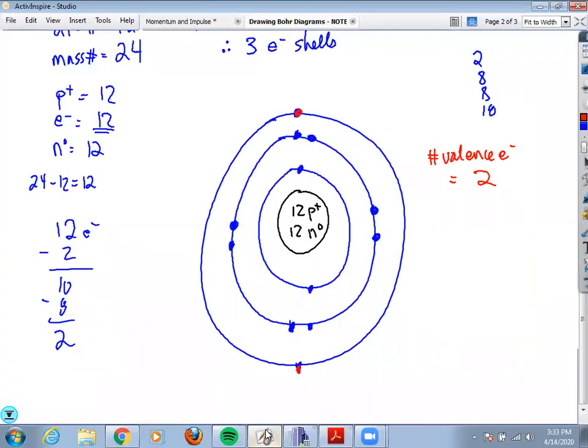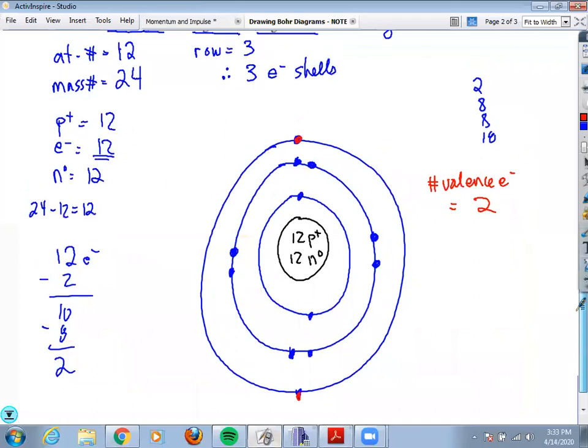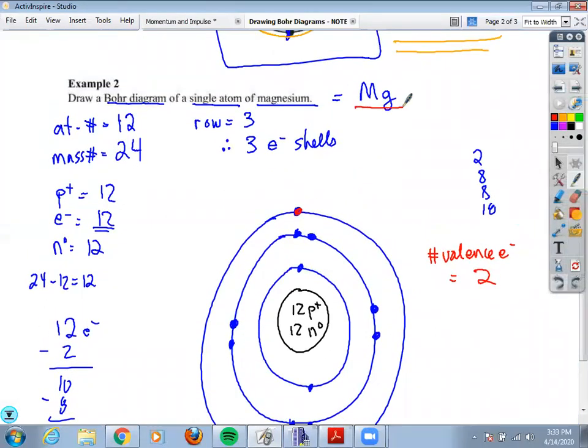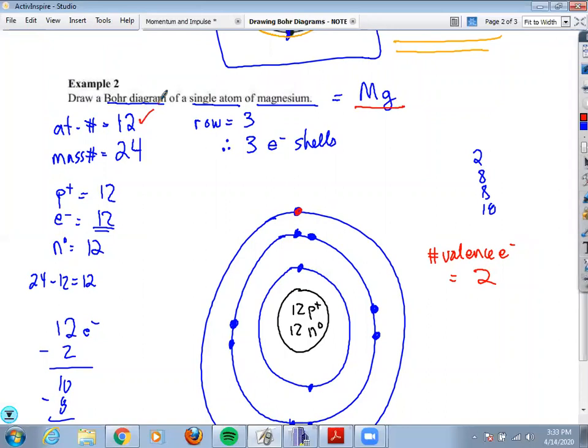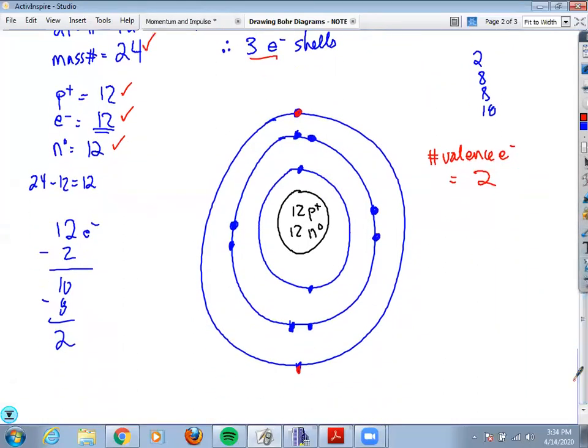So this summarizes how we draw Bohr diagrams. Again, as a review, we locate the element on the periodic table. We write the atomic number and the rounded mass number. We determine the number of protons, electrons, and neutrons. We find the row number, and we draw the correct number of shells. We draw the nucleus first, write in the number of protons and neutrons, draw the 3 shells, or however many we have to draw, and then fill in the electrons as dots. This concludes our lesson on drawing Bohr diagrams for neutral atoms.